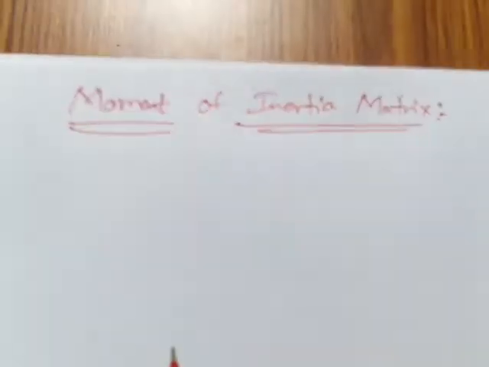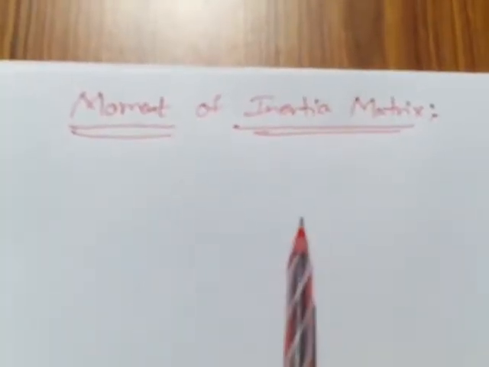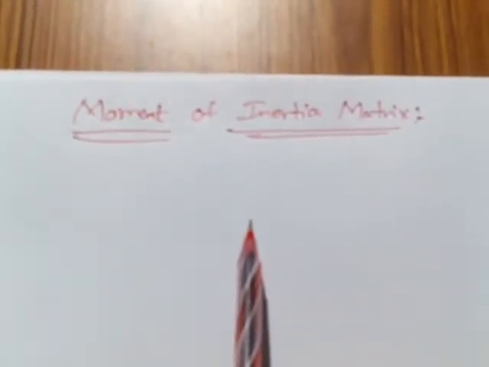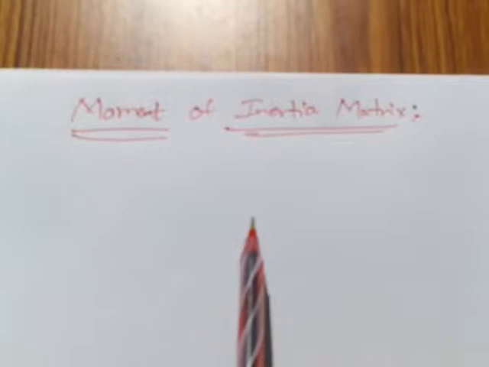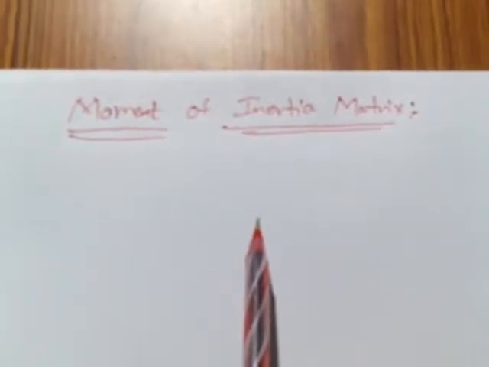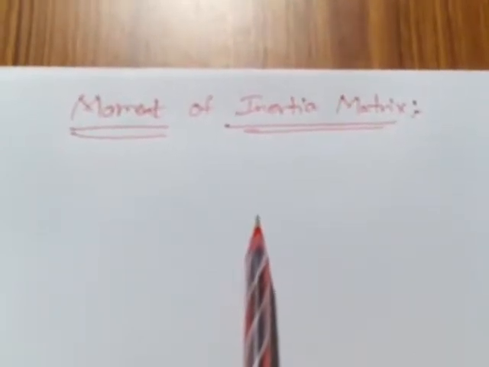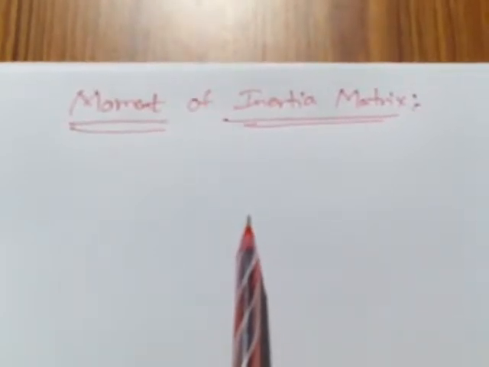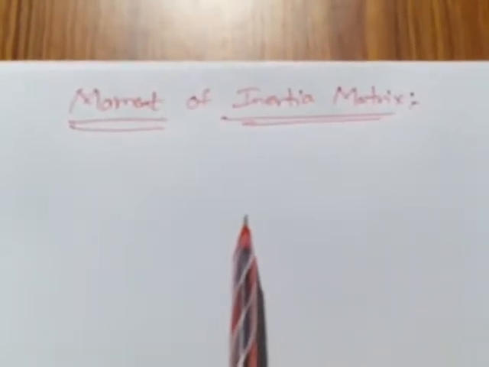Now I am going to tell about the moment of inertia matrix. The inertia matrix is a matrix consisting of scalar moments of inertia, obtained when a system of particles is assembled into a rigid body in 3D space. Now I am explaining this inertia matrix using a theorem.